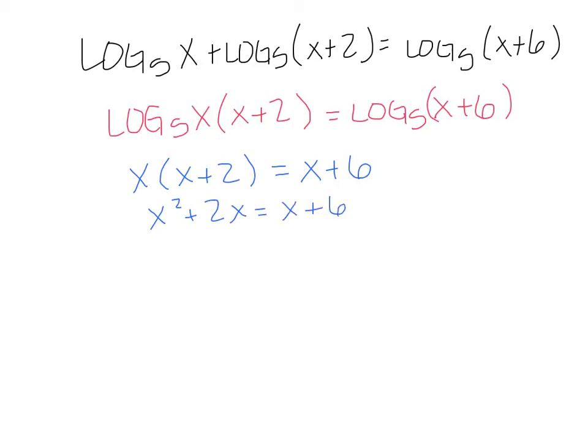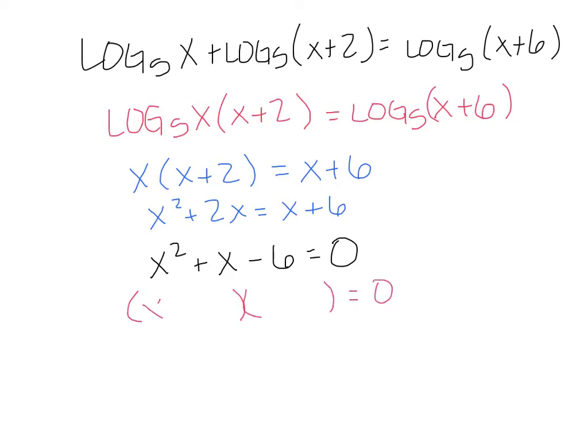This is a quadratic. We are going to need to move everything to one side so we have equals 0. So we get x squared plus x minus 6 equals 0. And then we do one of the best, coolest, most wonderful things in the whole wide world. We factor.